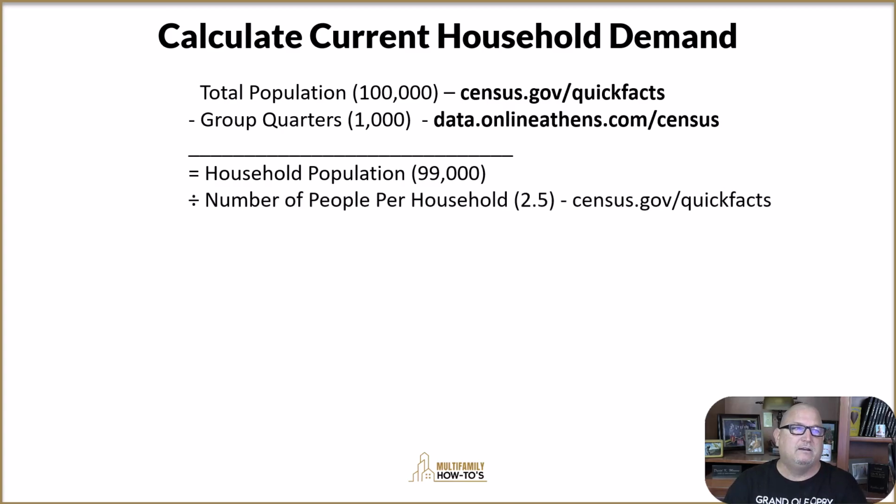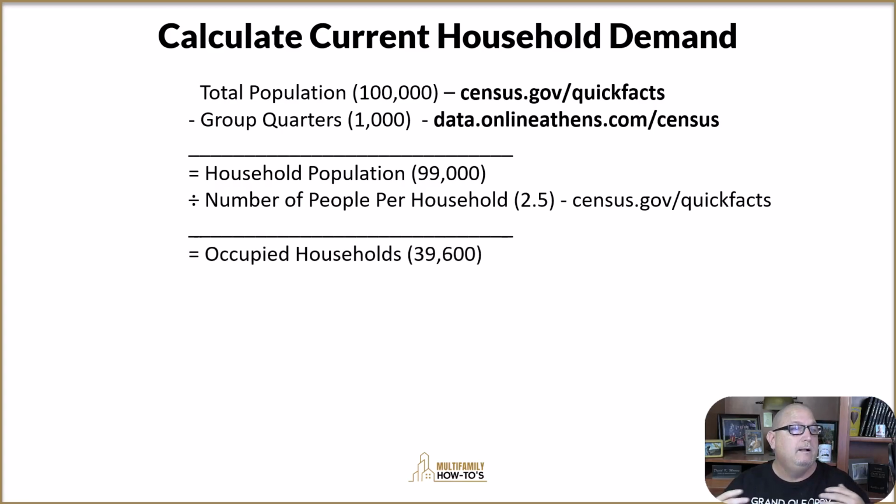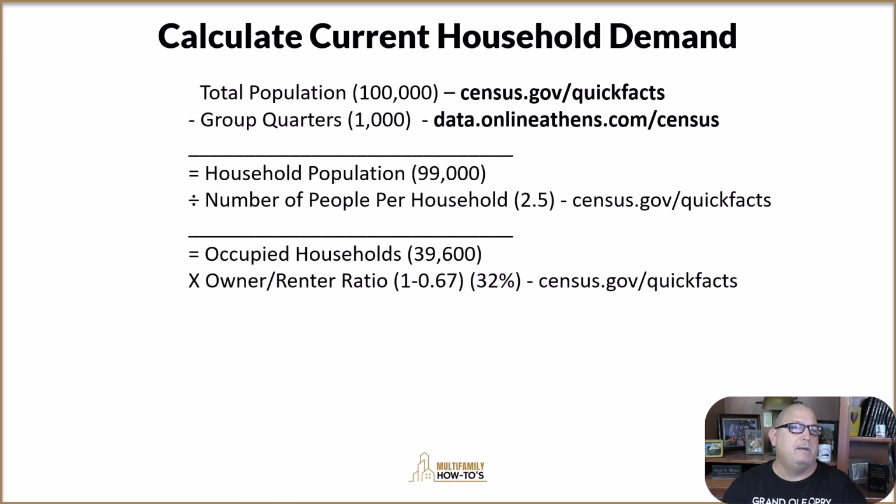Next, we need to divide by the number of people per household. Again, you get this number at Census QuickFacts, same exact place you got population. Throw that number in there, divide that 99,000 by 2.5, and that will give you how many households there are in your market based on 100,000 population and a people per household of 2.5. So now that we know we need 39,600 households, we need to determine how many we need for renters.